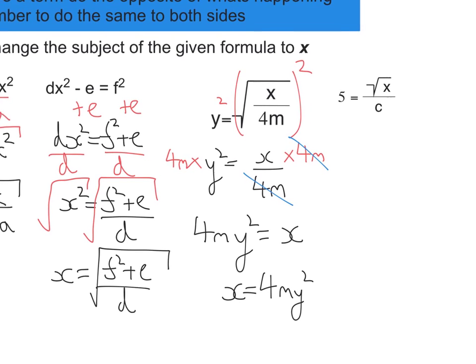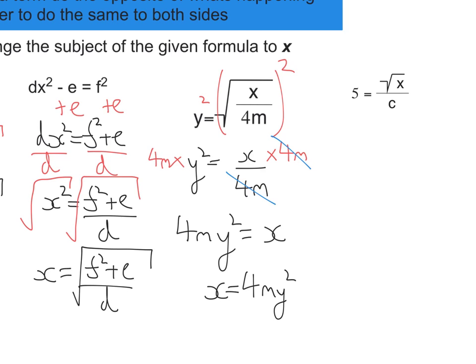Now, last example here. Let's look at this one here. 5 is equal to the square root of x over c. Now, it's only the x that's been square rooted. And as we said before, you don't want to mess with the powers until you've got the thing with the power on its own. So the first thing I'm going to do this time, as the c is not in the square root, is multiply everything by c to get it off the bottom.